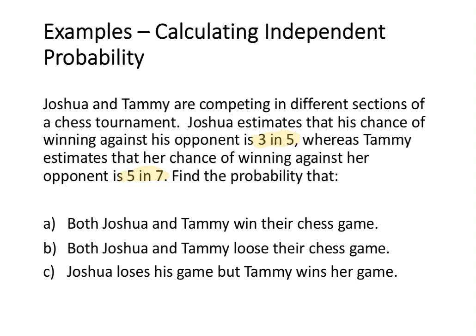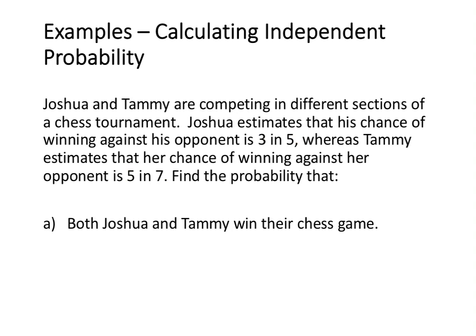So let's have a look at how we do these calculations. The first one we're looking at is the probability that both Josh and Temi win their chess game. To do that, we need to find the probability of Josh winning and the probability of Temi winning. Starting off with Josh, the probability of Josh winning, as per the question, is 3 out of 5. And the probability that Temi wins, as per the question, is 5 out of 7. Now that we have both, we can find the probability of both Josh and Temi winning at the same time.